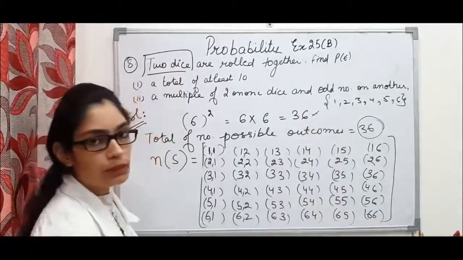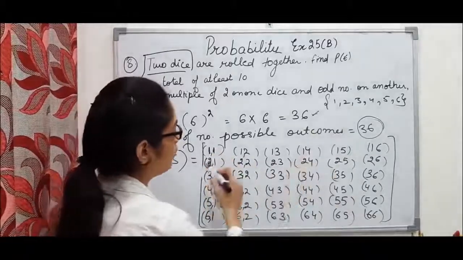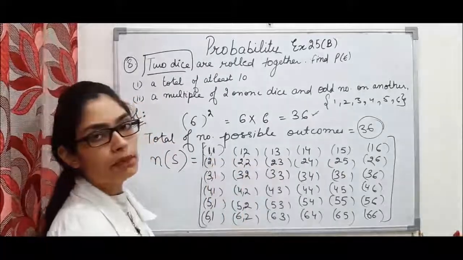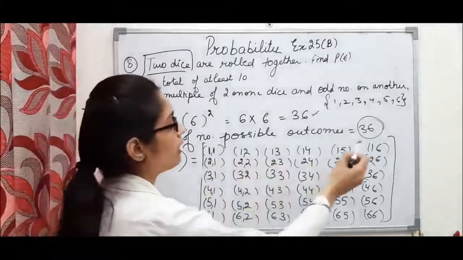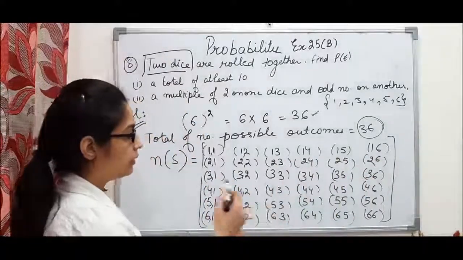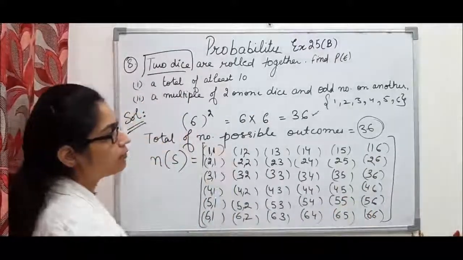So the easiest way to write it down: first write all the numbers on this side, 1, then 2, 3, but on the other side keep on writing the numbers till 6, 1, 2, 3, 4, 5, 6. So again 2, with 2 how many possibilities are there, with 3 how many possibilities, with 4 how many possibilities. So this is the sample space.